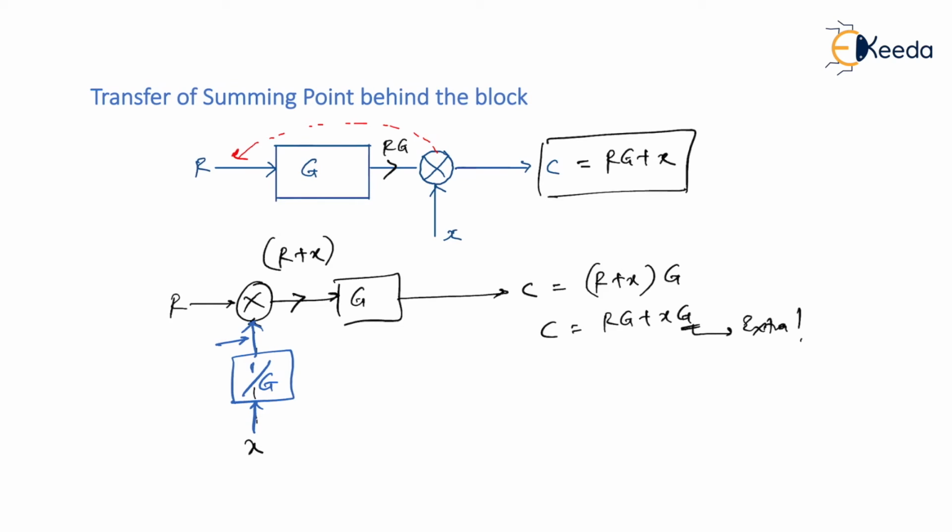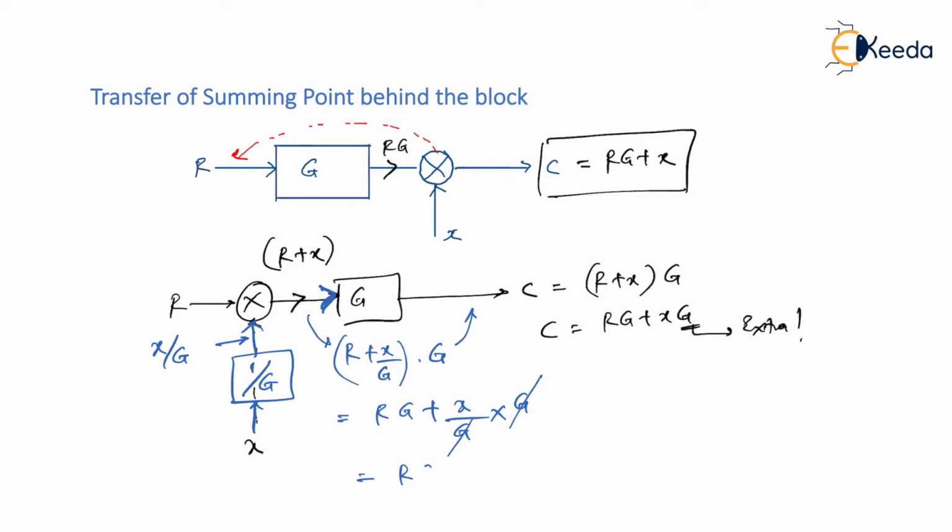We will see. So input is not x now, input is x by g. Am I right? Therefore, I'll get input over here. I mean, input to this block will be r plus x by g, and this whole gets multiplied with g, and that is your output. And now your output is equal to what? Rg plus x by g multiplied by g. Here gg gets cancelled. As you can see, you're getting rg plus x as output, which is again same as this one.